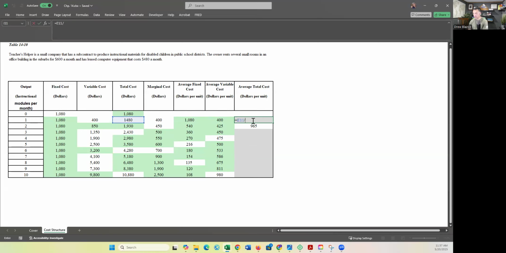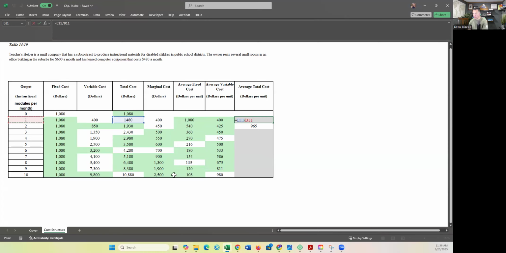Pretty easy here. For average total cost, I'm going to take the total cost and divide it by the amount of units. Let's keep an eye on this. As you can see, the average variable cost is going up and up and up, so we don't have that swoop in our numbers here. The average is going up, which means the marginal is going up. Each additional unit costs more and more as you produce it.